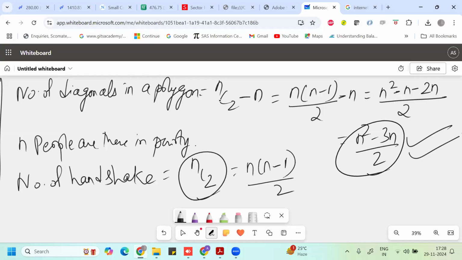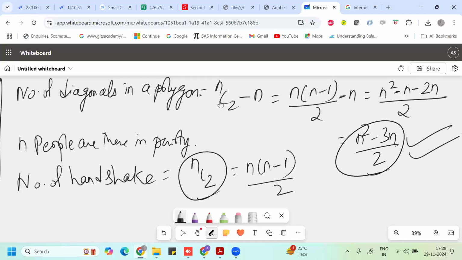Duplication will happen, means I am also counting from my end and you are also counting from your end. Total then would be 10 into 9. But if I do handshake with you or you do handshake with me, it is one handshake, not two. So the total number of handshakes will be n into n minus 1 by 2. That is nC2. Number of diagonals in a polygon.